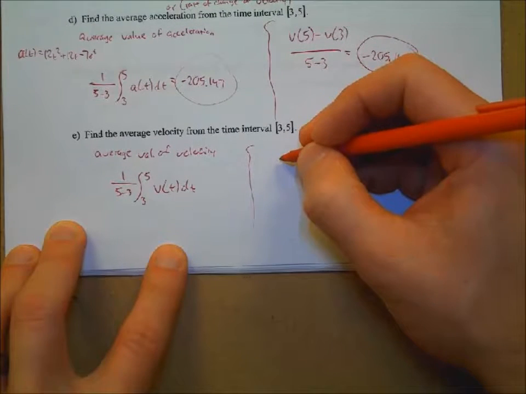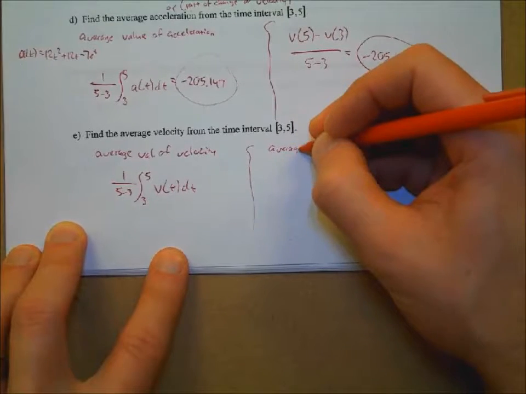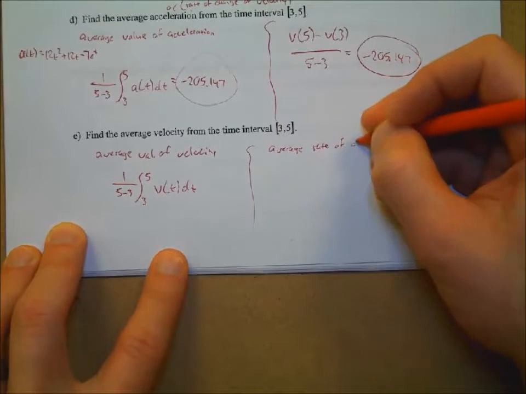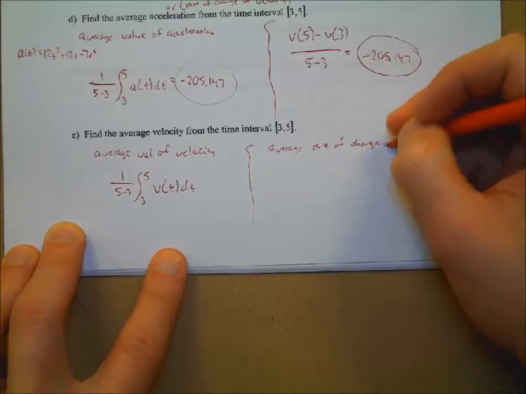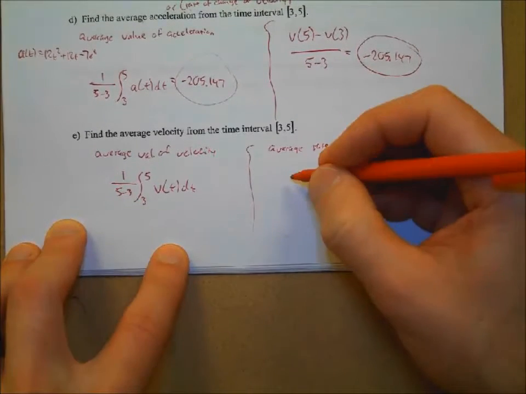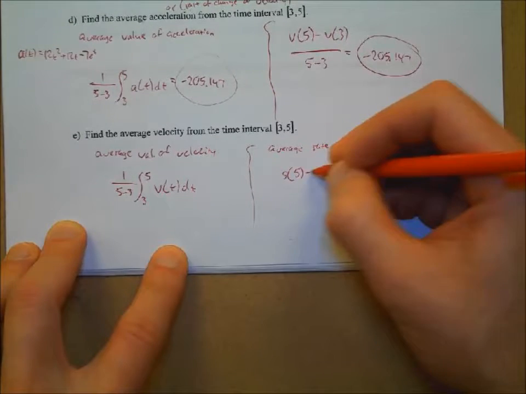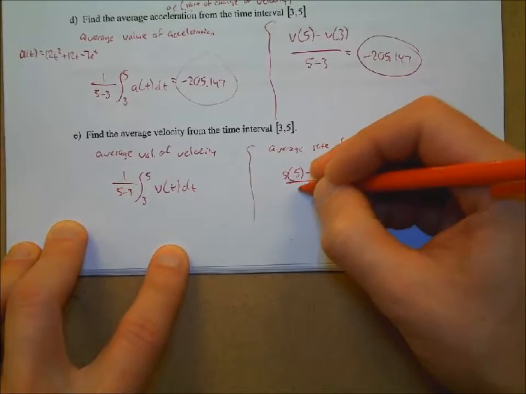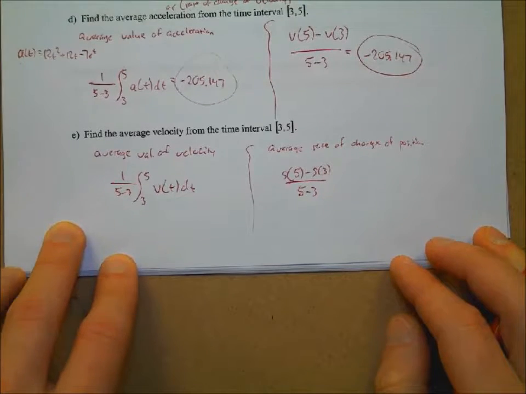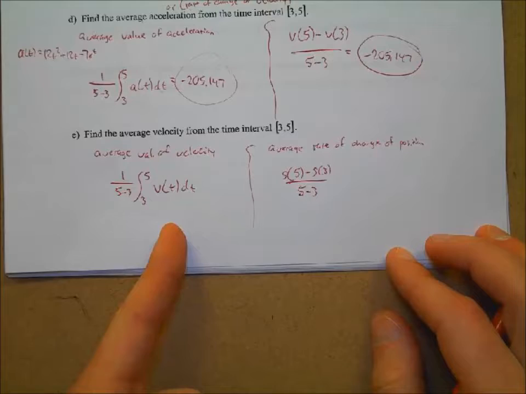Okay. Alternatively, we could use the average rate of change formula, but we would need to apply that to what function? Position. So we could also say average rate of change of position, which would be, I guess we used s for position, s of 5 minus s of 3 over 5 minus 3.